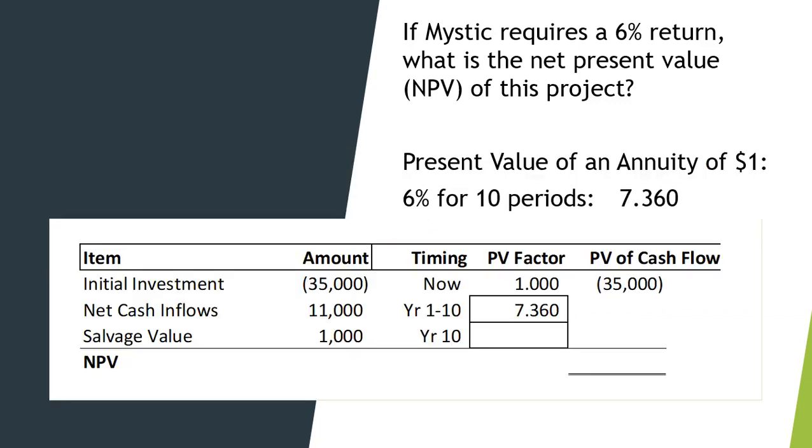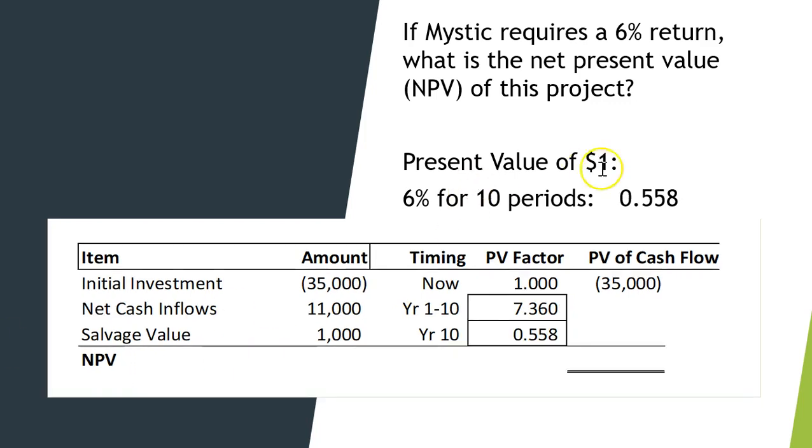Okay, so using the tables, and you'll probably just be given this information, the present value of an annuity of $1 at 6% for 10 years is 7.360. This is an annuity, the cash flow that happens over and over. So I'm going to put that factor in, 7.360. The present value of $1, or a single sum, at 6% for 10 years, 0.558. This is a one-time amount. It happens at the end of year 10, 0.558.